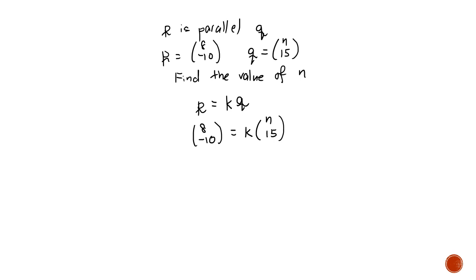And in order to find n, let us first find the value of k. Negative 10 will be equal to 15k, and k equals negative 2 over 3. And now we can find the value of n by substituting in the value of k that we have just found. And solving for n, we realize that n is equal to negative 12. And yes, you may ask, if these two vectors are parallel, then can we use the gradients to find the value of n?